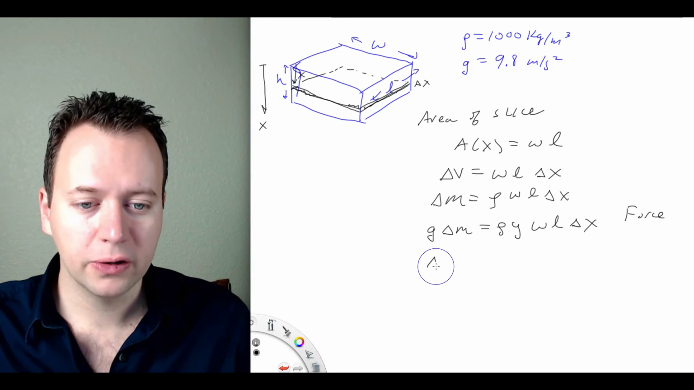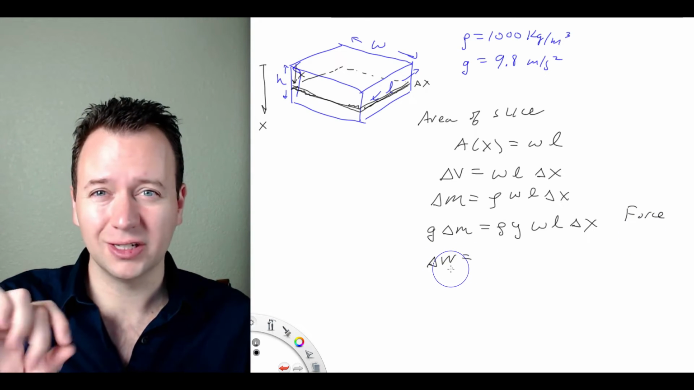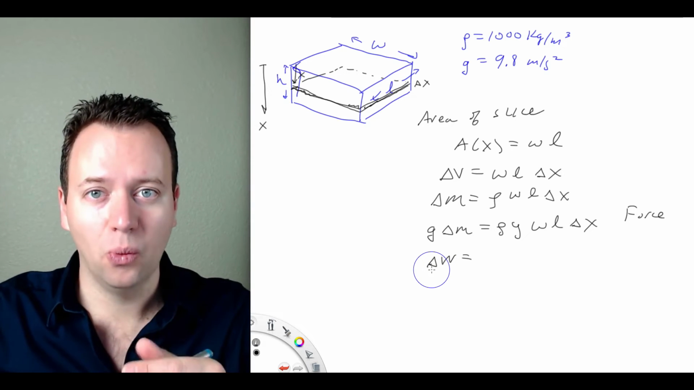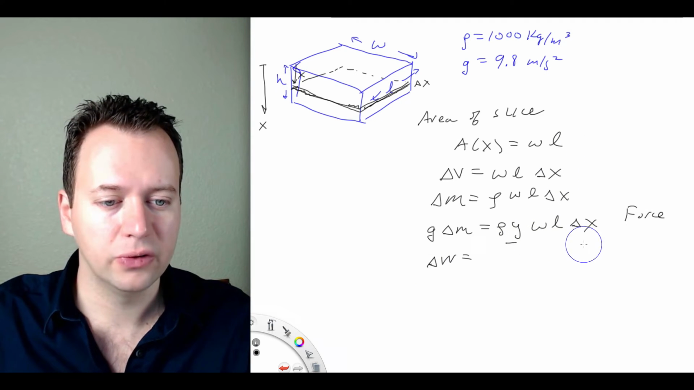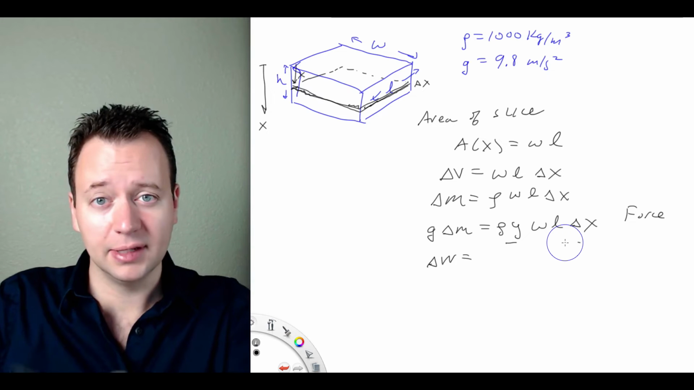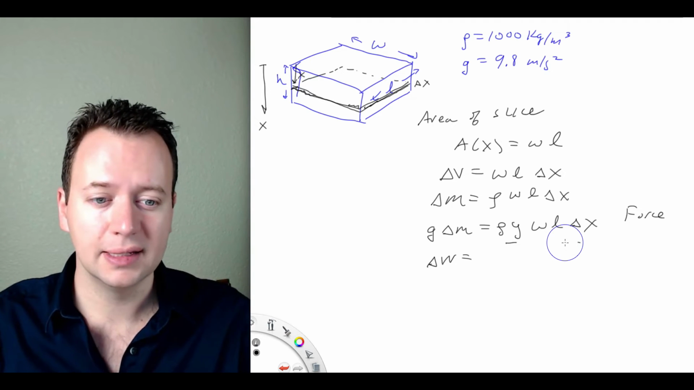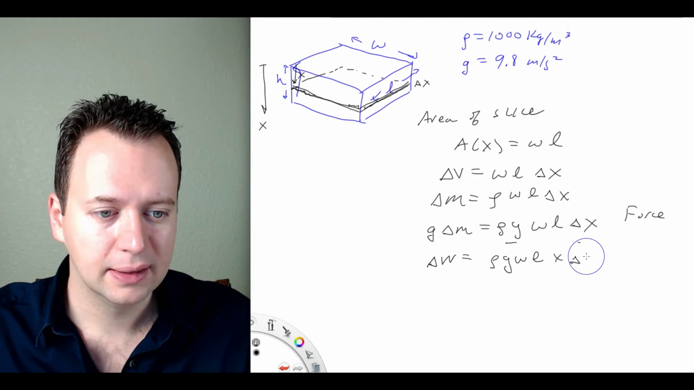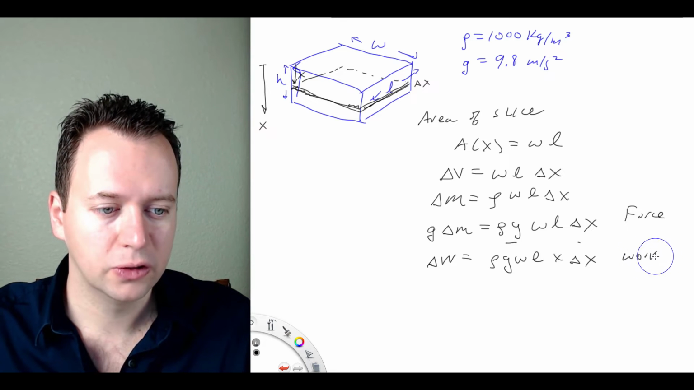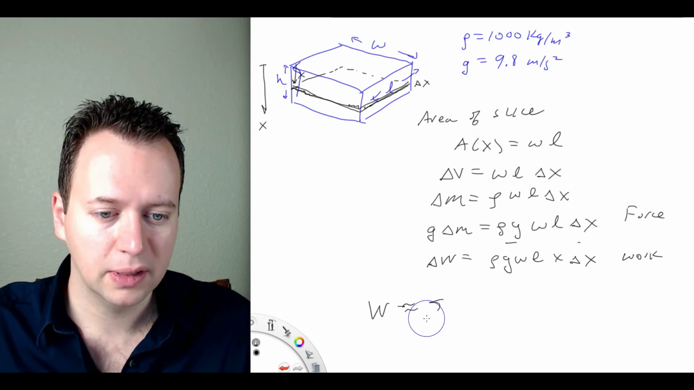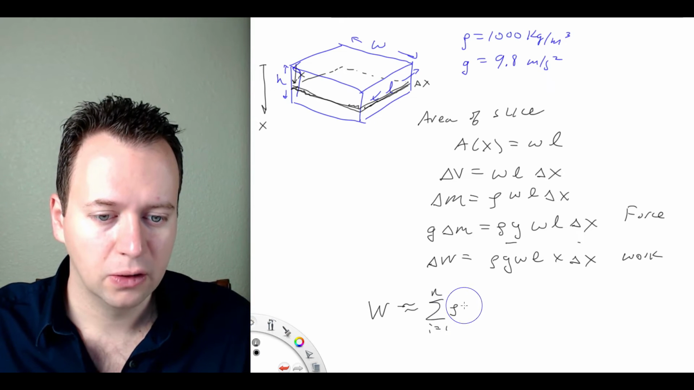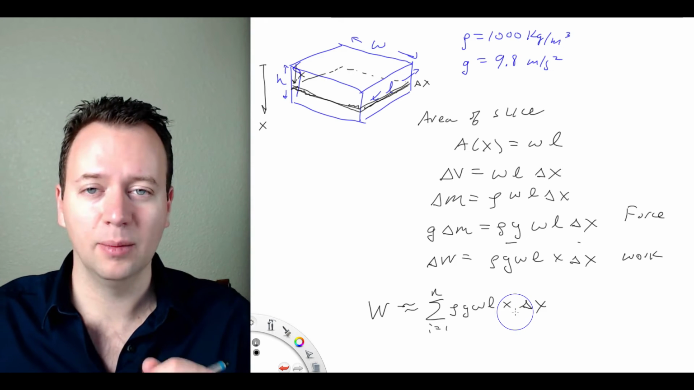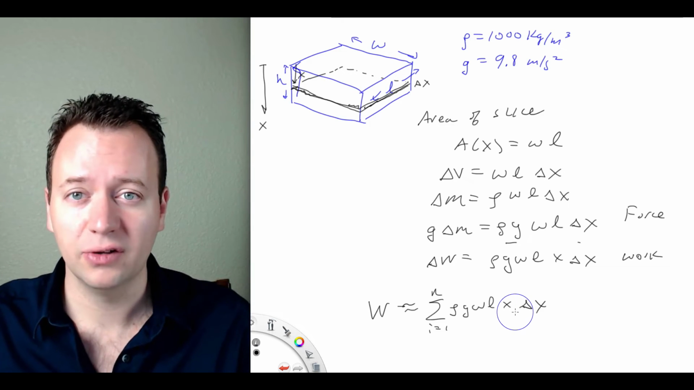And then to find work, the small amount of work in just taking that whole constant slice of water and moving it to the top is the weight or the force, so the total weight of that slice, times the distance. Now the variables are set up so the distance is just equal to x. So it's rho g WL x delta x. So this is the little change of work. So the total work is going to be approximately a sum over each of our slices of rho g WL x delta x. And of course, when we take the limit as the number of slices goes to infinity, this turns into a definite integral and it becomes exact.